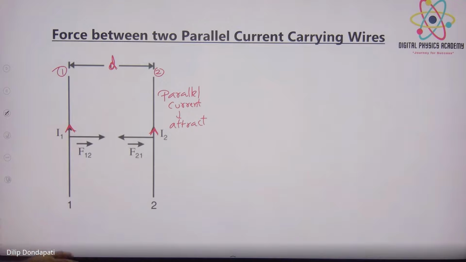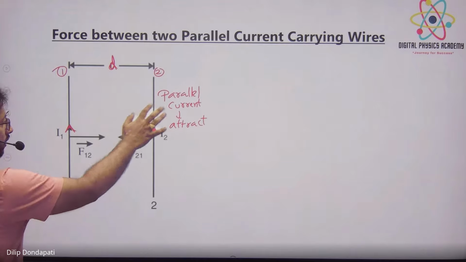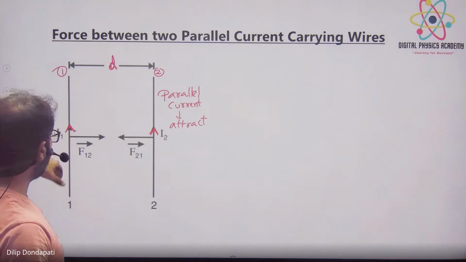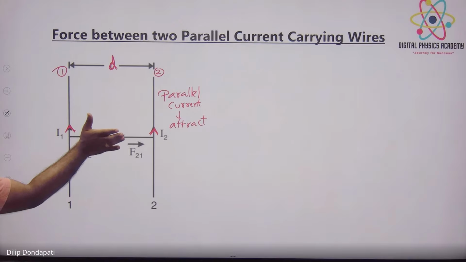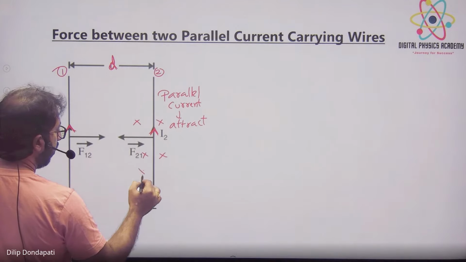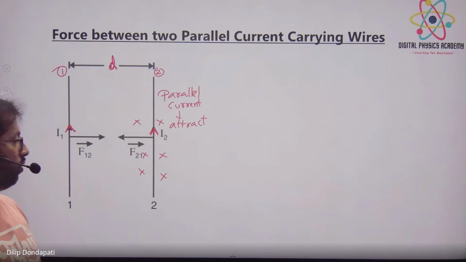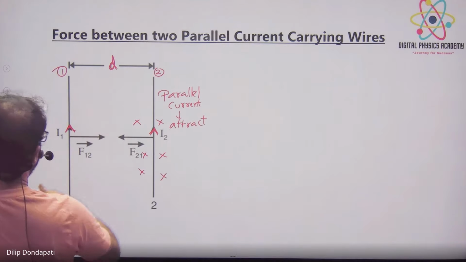See, you tell me, because of the first wire, what is the direction of magnetic field here? Use the right hand thumb rule and tell me, because of the first current carrying wire, what is the magnetic field direction? Right hand thumb rule: the thumb indicates the direction of current and the curled fingers indicate the direction of magnetic field. So here the magnetic field is inward. Now tell me, because of the second wire, what is the magnetic field at this point? Outwards, because the thumb indicates the direction of current and the curled fingers go outside.